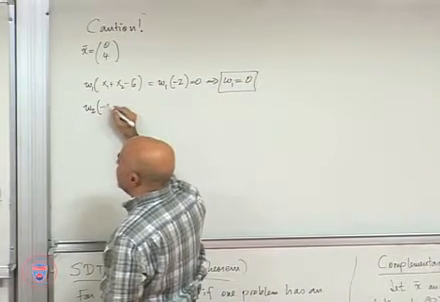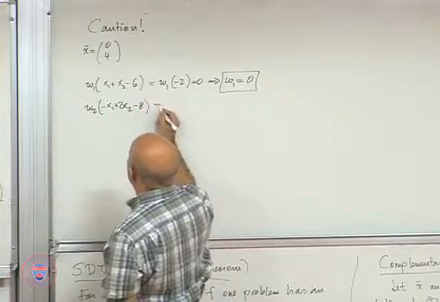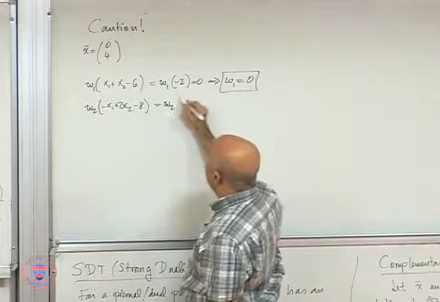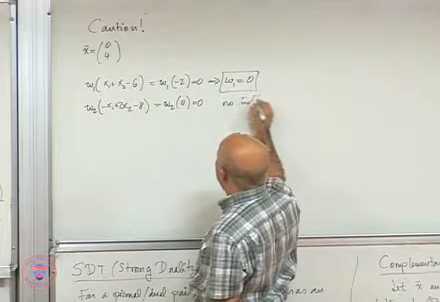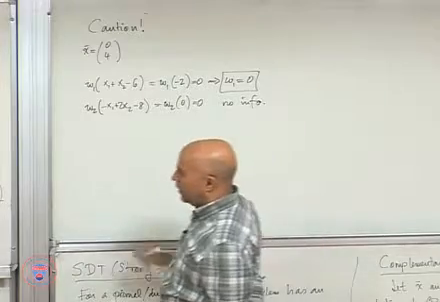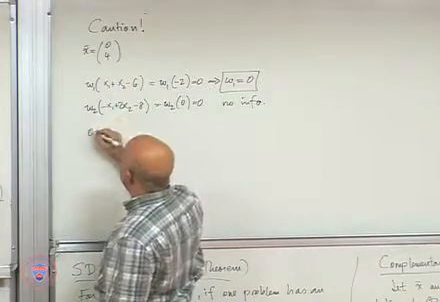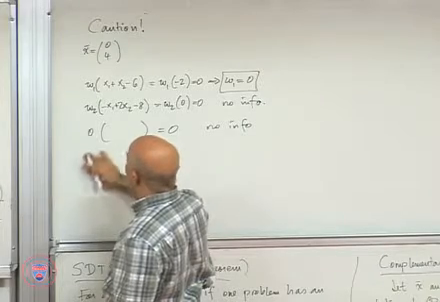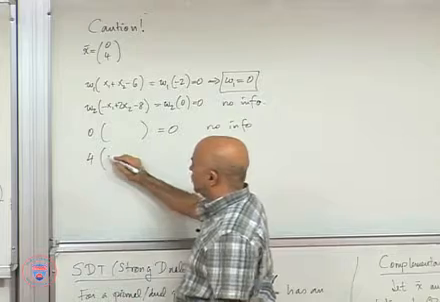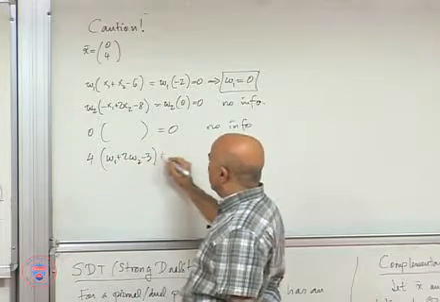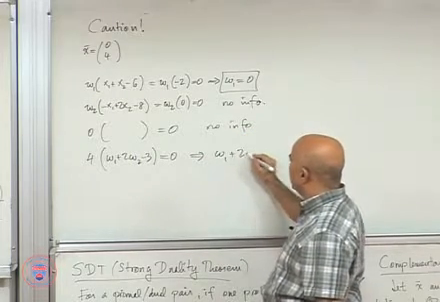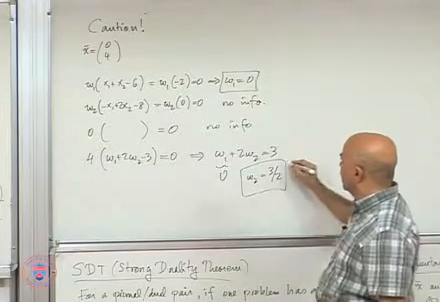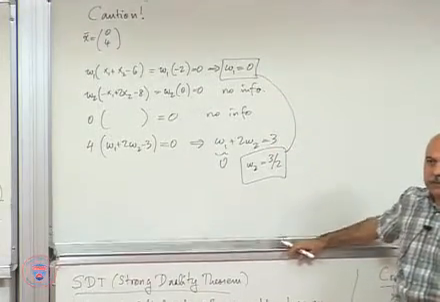W2 times (minus x1 plus 2x2 minus 8), that's going to be 0. So that's simply W2 times 0. So there's no information here, no info. And x1 is 0, so 0 times whatever you have equals 0. It doesn't produce any information. But x2 is 4. 4 times the second constraint, W1 plus 2W2 equals 3. But W1 is 0, which means W2 equals 3 over 2. So now you have a solution which satisfies complementary slackness conditions.